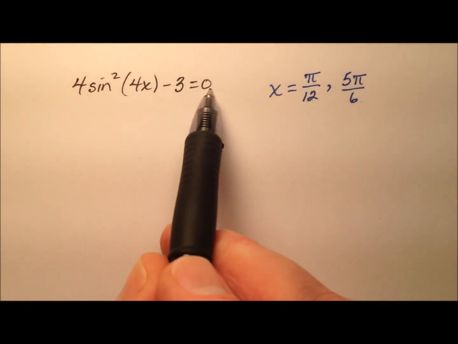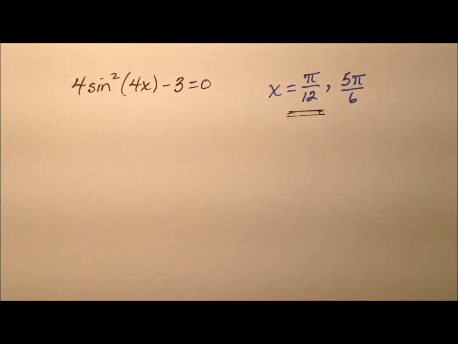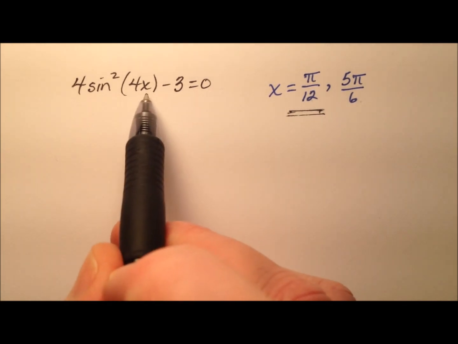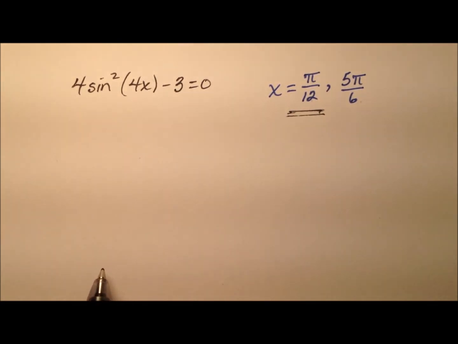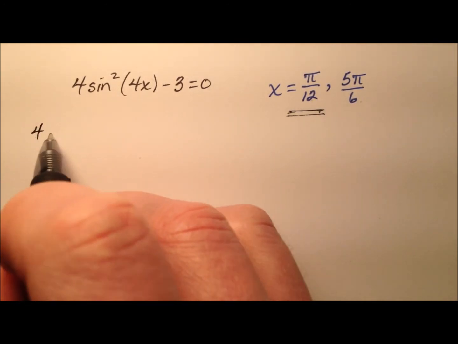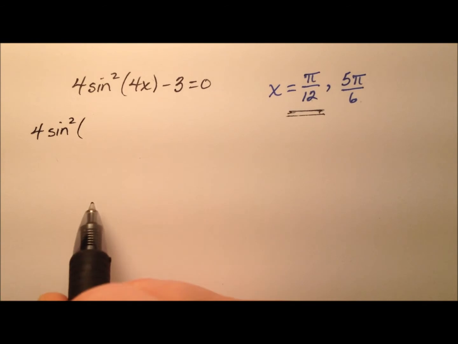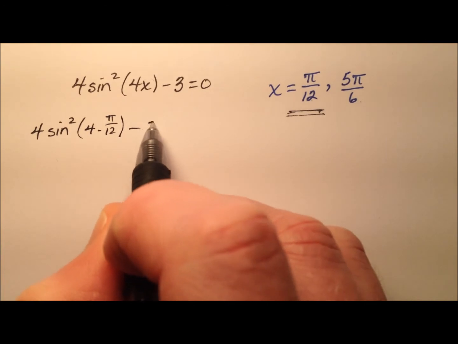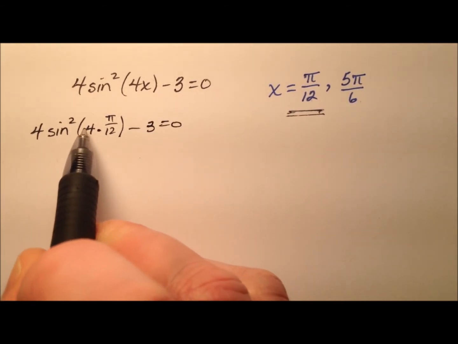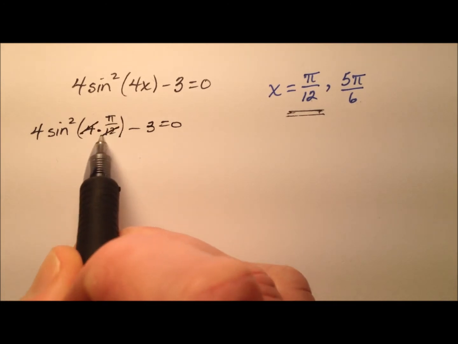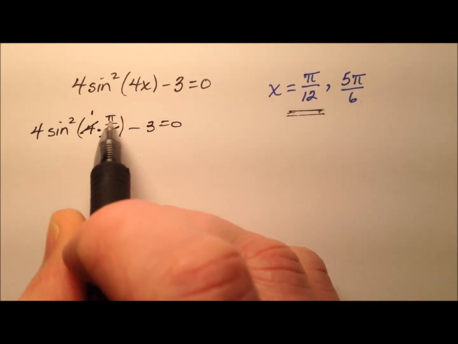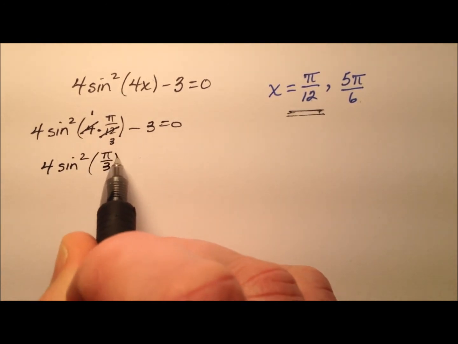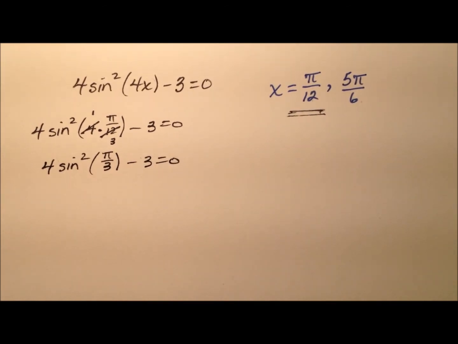Okay, so looking at this equation, I would like to see if pi over 12 will be a solution of this equation. So we're going to use direct substitution. I'm going to plug pi over 12 right in here for this value of x. So what we'll see is 4 times the sine squared of 4 times that pi over 12, minus 3 equals 0. So 4 times pi over 12, well, the 4 and the 12 can cancel, and really I'm going to be left with pi over 3. So let's write that down. So pi over 3 minus 3 equals 0.